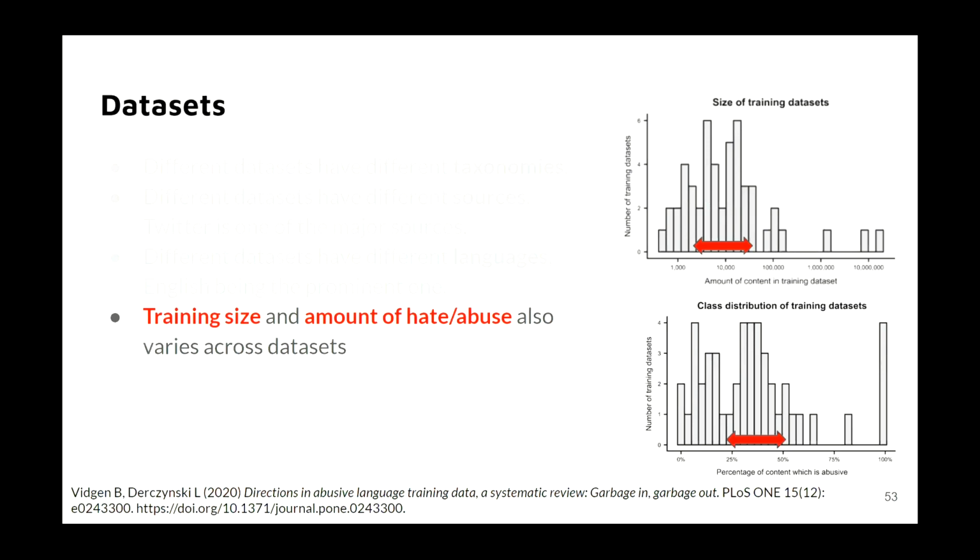Finally, the training size and amount of hate and abuse also varies across datasets. Although more or less, most of the hate datasets contain around 10,000 to 15,000 points, whereas the amount of abuse stays around 25% to 50%.